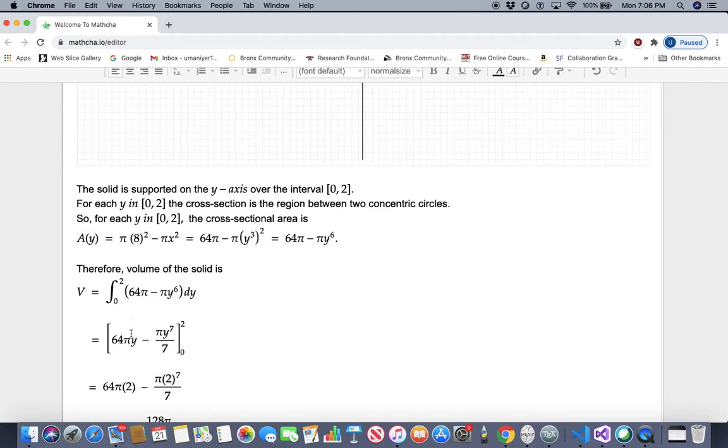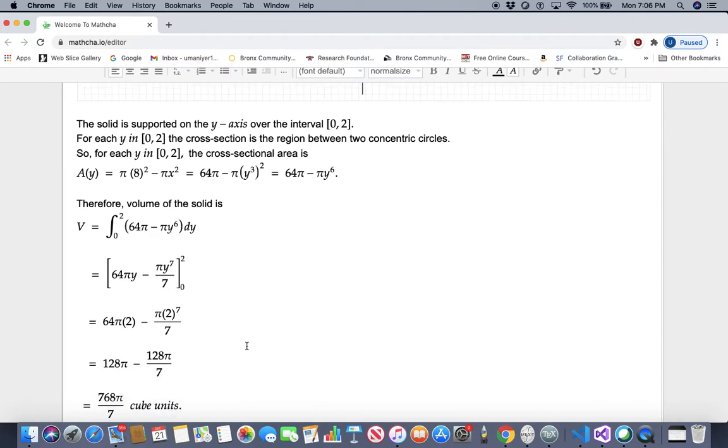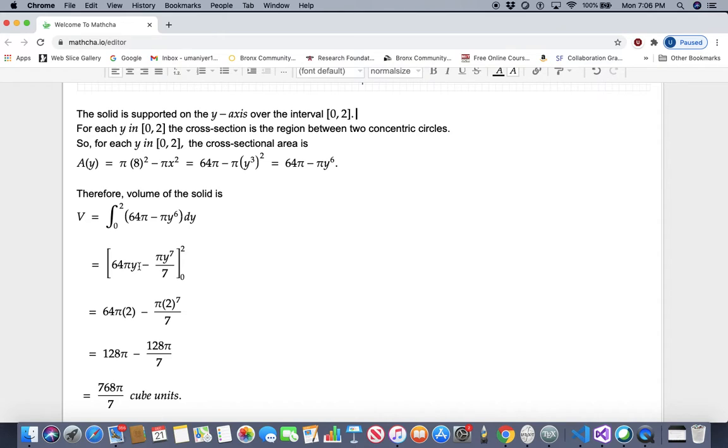The antiderivative of 64 pi is 64 pi y. The antiderivative of pi y to the 6th is pi y to the 7th over 7. The limits of integration are from 0 to 2. All I need to do is substitute 2. 64 times 2 is 128 pi, and 2 to the 7 is 128, so 128 pi over 7. So all I need is a common denominator. Assuming all my work is correct, that's your final answer.